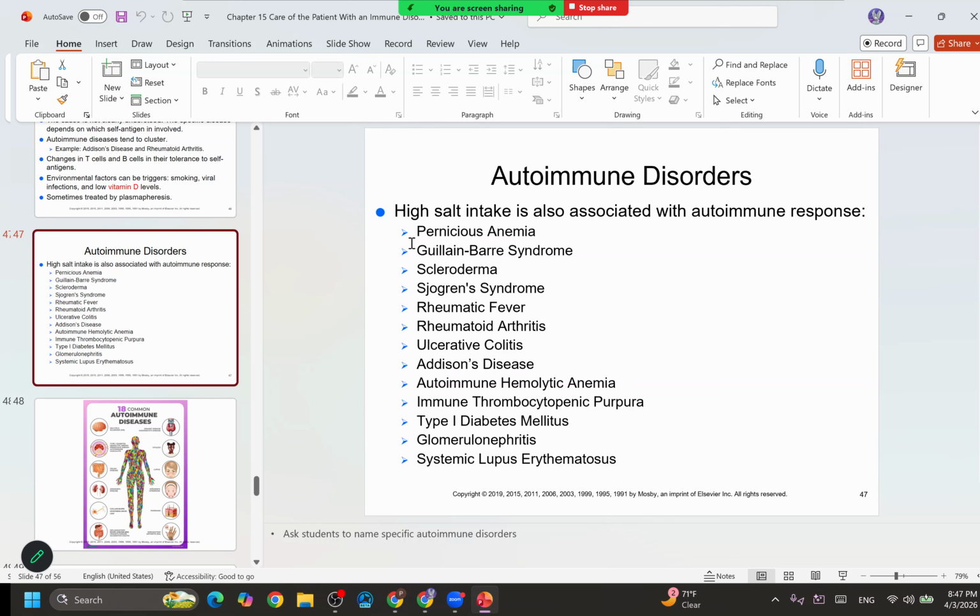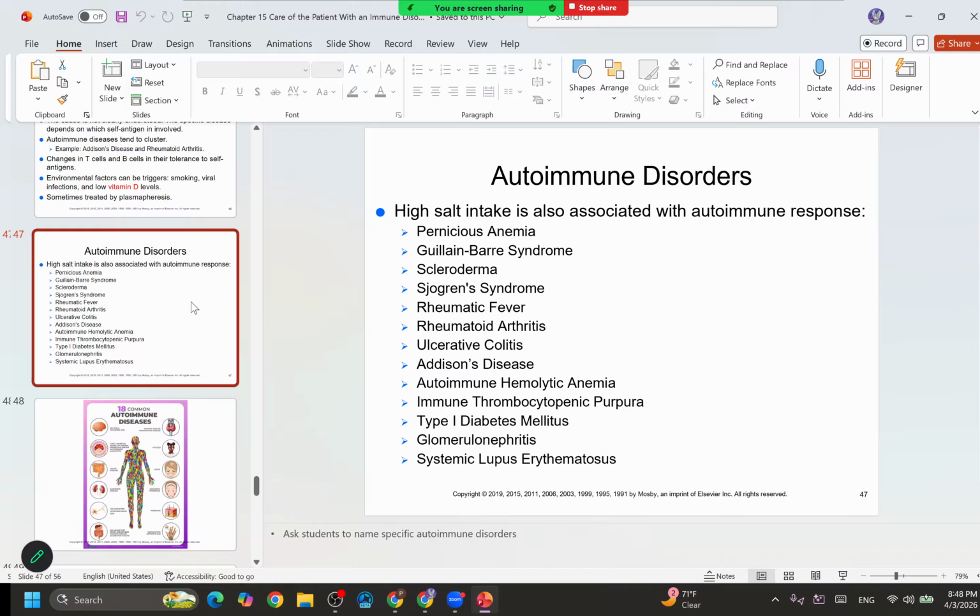Okay, Guillain-Barré syndrome usually follows a viral infection, so it's about the infection process. Also, if you inject some kind of vaccine, it can cause this kind of symptom. And rheumatoid arthritis is in the musculoskeletal system, and rheumatic fever is in your cardiac system. Okay, and AIDS, we talked about that already.